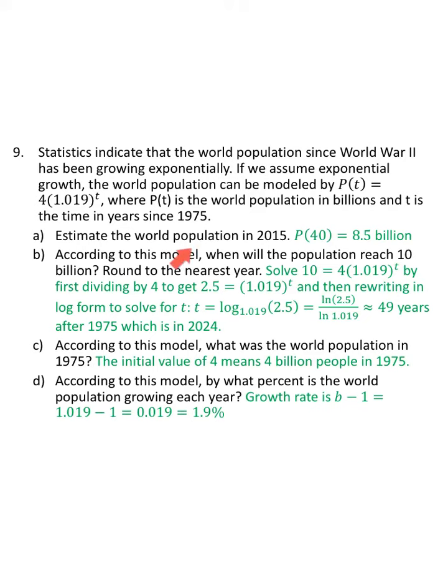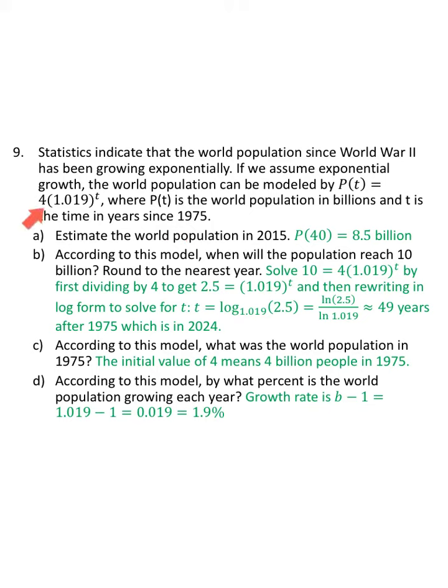We're going to estimate the world population in 2015. Well, in order to do that, we're not just going to put 2015 in here for t, because t is the time in years since 1975. 1975 plus 25 years takes us to 2000. Add another 15 years, 25 and 15 makes 40 years later. So I actually want to find the population 40 years after 1975.